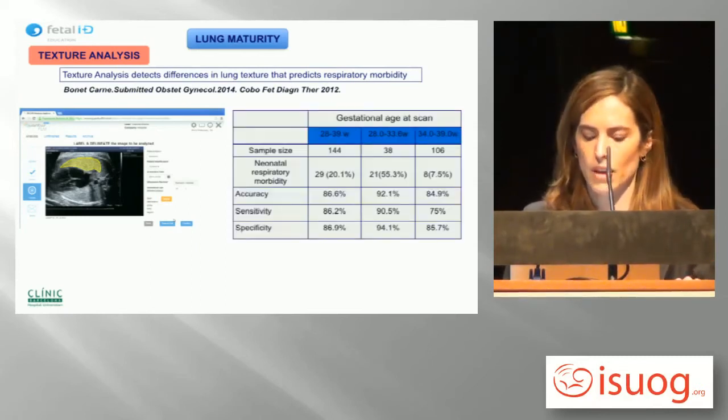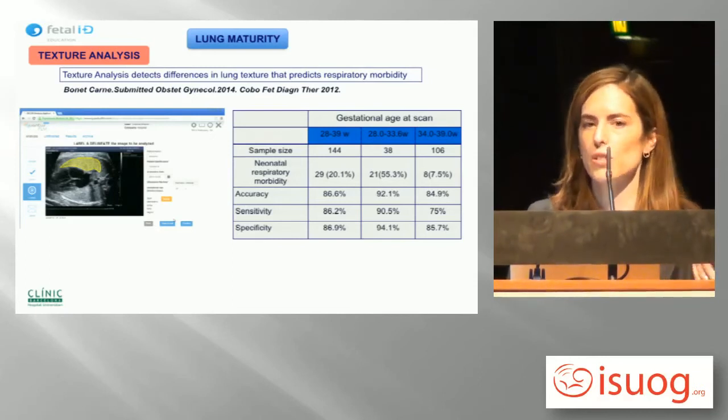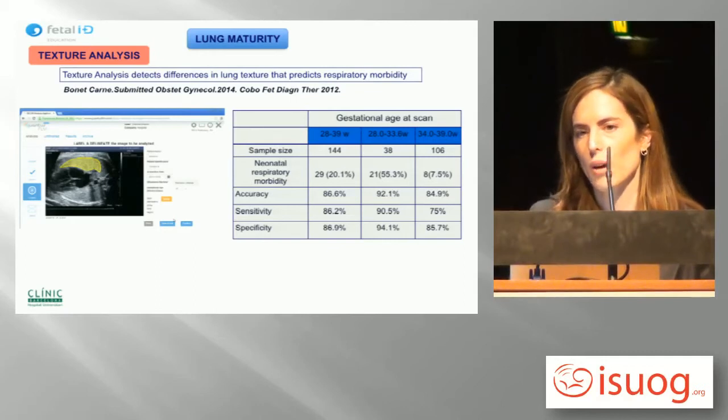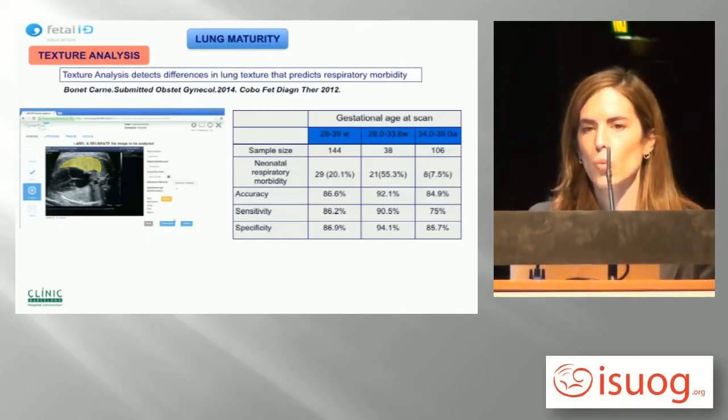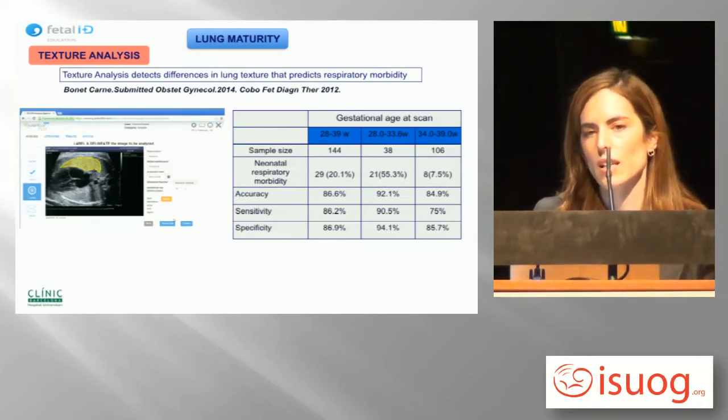So we performed this study that made us develop this software in a professional way, and this software will be launched in May of this year so that anybody can use it. This was based on a study in which we recruited 144 cases from 28 to 39 weeks, and we obtained this four-chamber view. These images were processed, tracing a region of interest from the lung, using texture analysis. Once these babies were born, the mean gestational age at birth was 29 weeks.